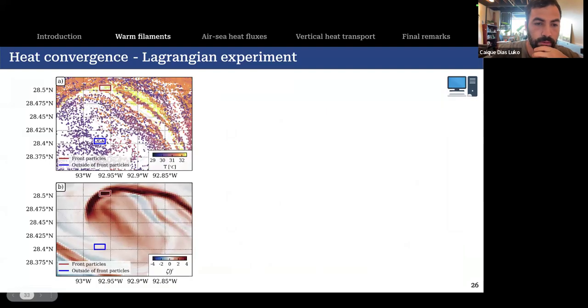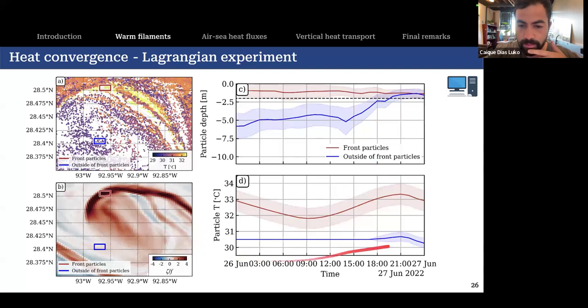So we pick some of these particles in different regions of the front. We have a set of particles that are at the warm filaments, where we have the submesoscale front, and we also pick particles in a colder region outside the front, and we check what happened to them over the course of a day. Here on the right, I'm plotting time on the x-axis and depth on the y-axis of the first subplot, and temperature on the y-axis of the second subplot. The end of the graph here is what's shown on the snapshot.